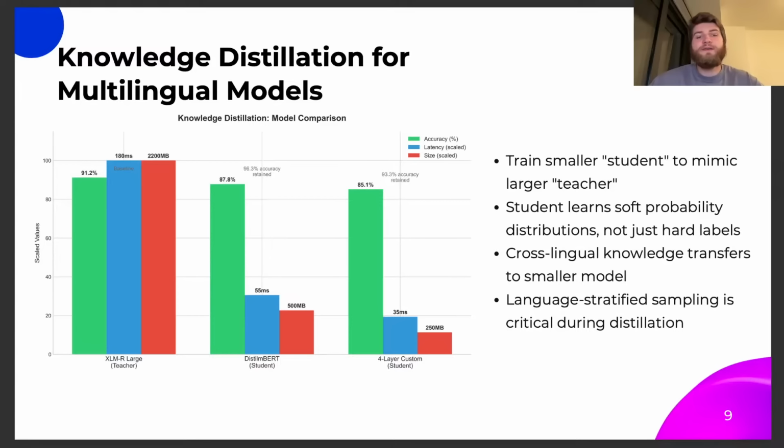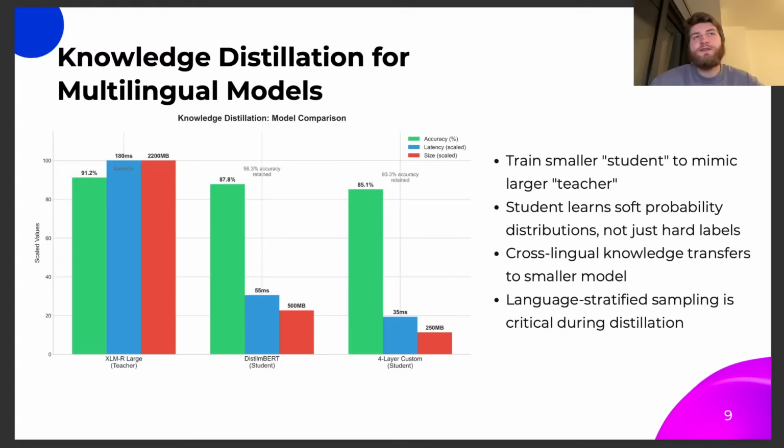But here's the critical insight for multilingual. Distillation quality varies by language, and in the same experiment, English retained 98% of teacher performance, Spanish retained 96, Russian retained 91, and Thai retained 84. So the student learns high resource languages better, which is expected, and if Thai performance is critical, you may need a larger student or language-specific distillation.